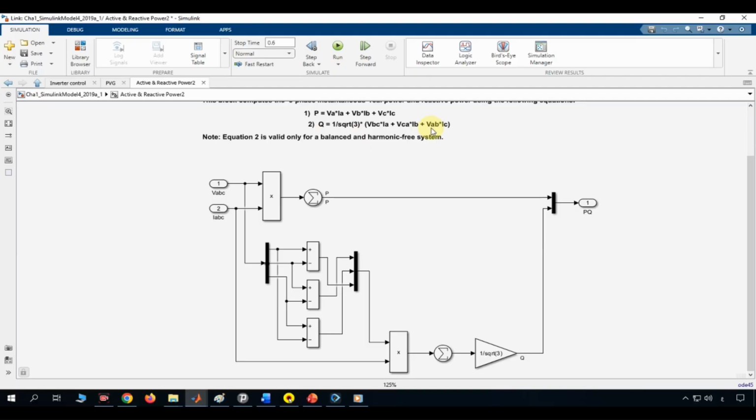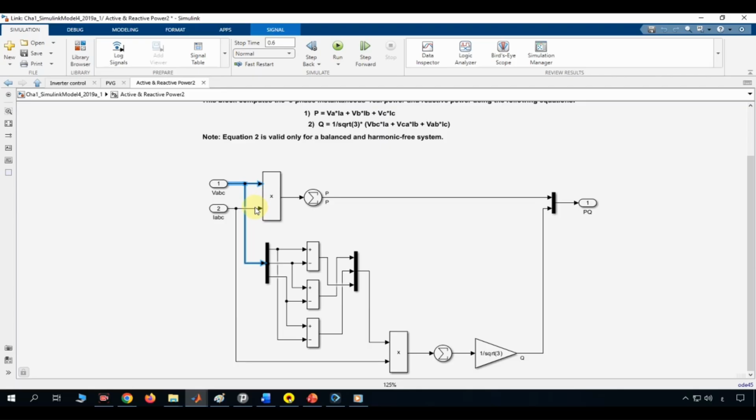There's an important note attached to this second equation. It's only valid for a balanced, harmonic-free system. That means all three phases need to have equal magnitude and be evenly spaced apart, with no significant distorted waveform content. If the grid connection becomes unbalanced or distorted, this particular simplified formula for reactive power will start to introduce error. The block takes exactly two inputs. Port 1, labeled VABC, is the three-phase voltage measurement, bundled together as a single three-element signal.